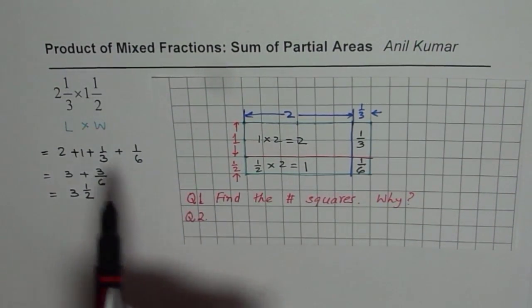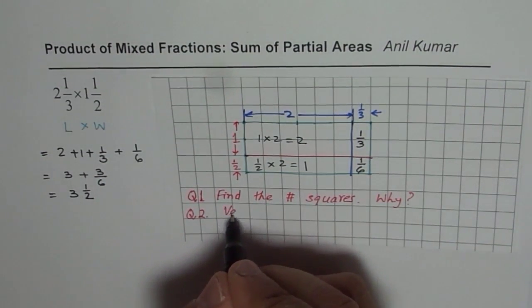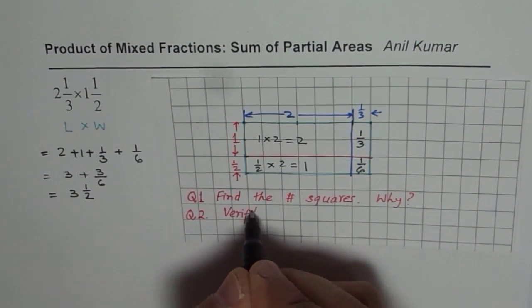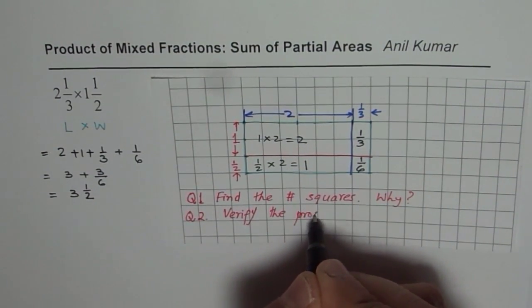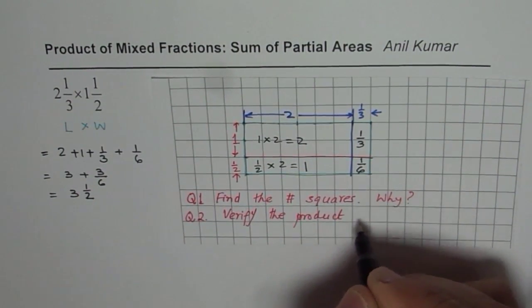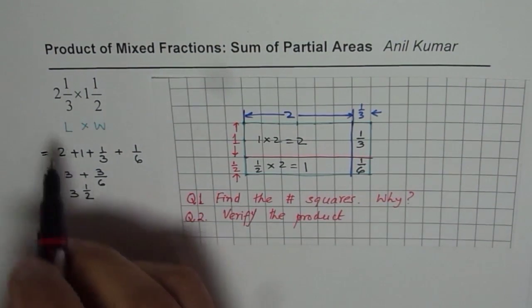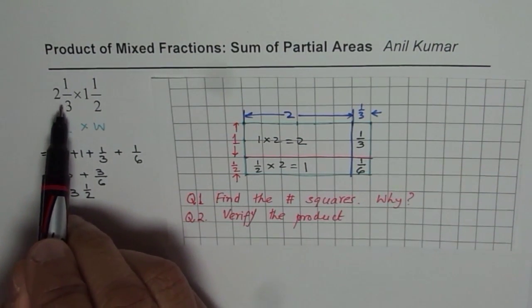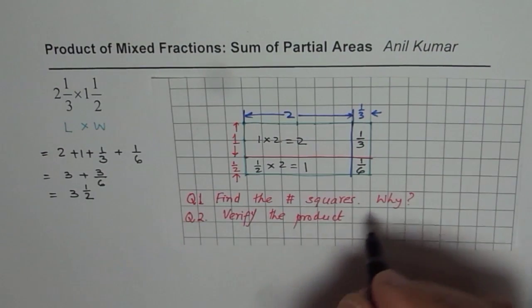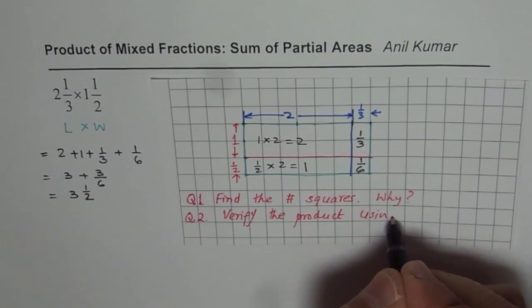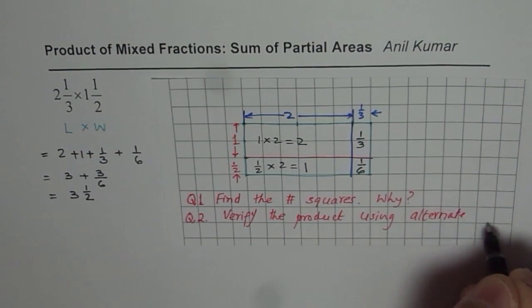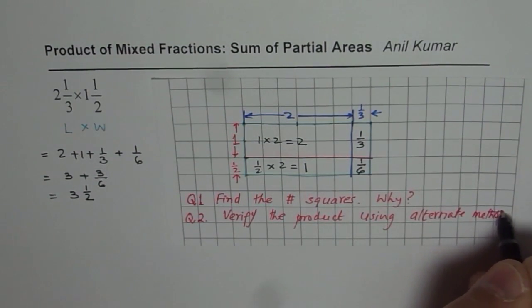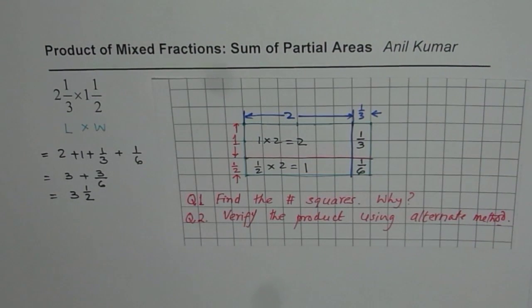Second question is, just verify the product using an alternate method, right? Which could be, you could find improper fractions and multiply them, yeah? Verify the product using an alternate method. Okay, so answer these 2 questions also and move on to the next set of videos. Thank you and all the best.